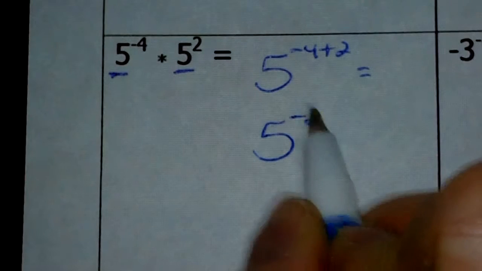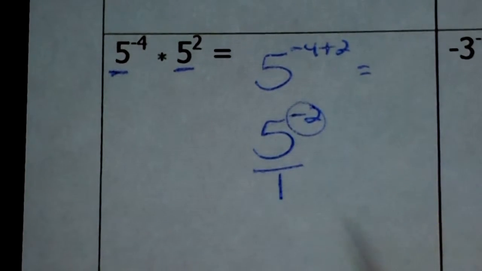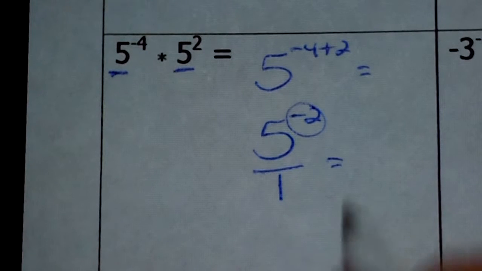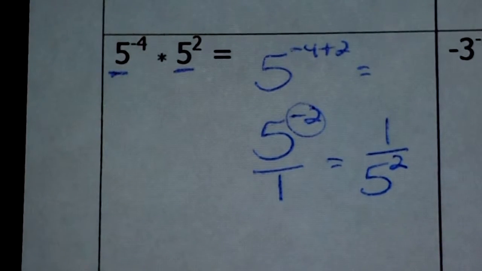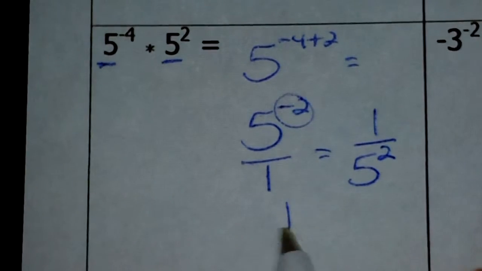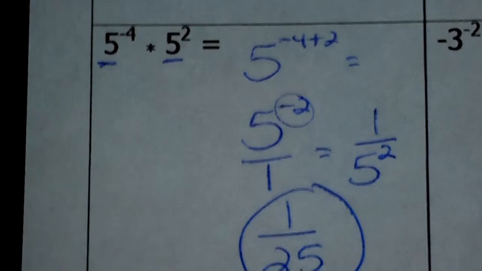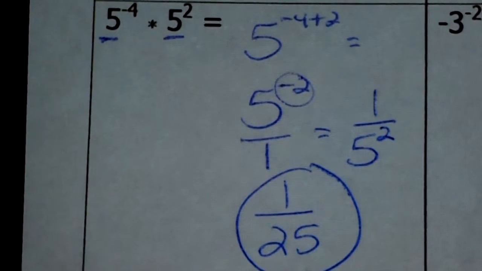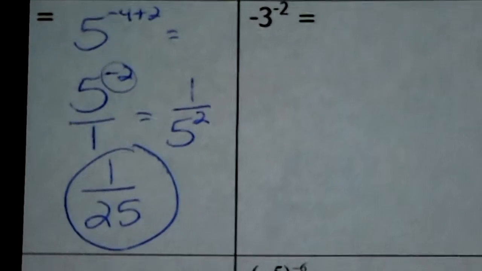Now I'm not allowed to have this negative exponent, so I need to push that to the denominator. So this is equivalent to 1 over 5 to the positive second power. And yes, 5 squared is 25, so this is equivalent to 1 over 25. Piece of cake, right? I know. We'll do a bunch. We'll do it on whiteboards. It'll be so fun. Okay.